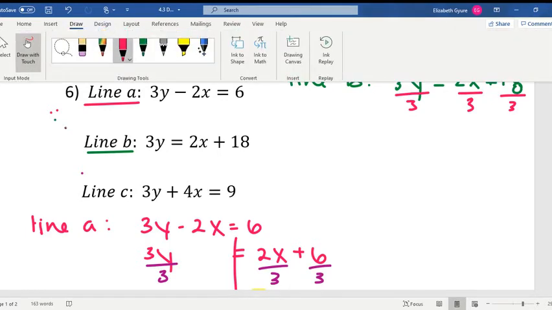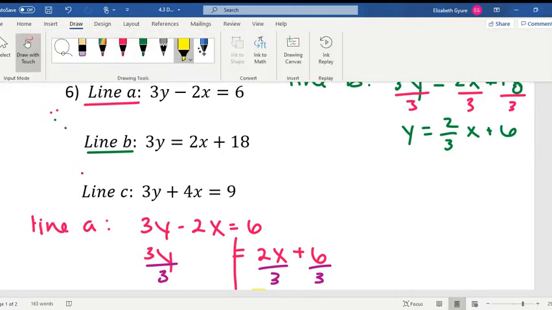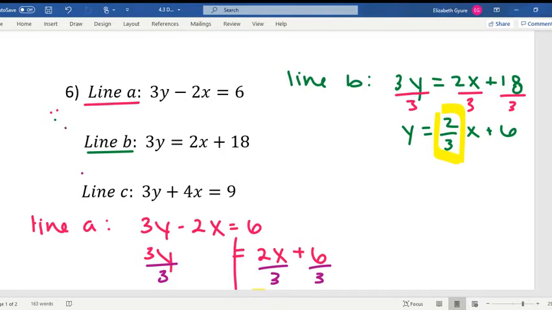All right. So y equals 2 over 3. Can you do anything with it? No, leave it. 2 over 3x plus 18 divided by 3. Yep, that is 6. So what's the slope of this one? 2 over 3. It's the same thing. Okay, so we've at least found one that's parallel.